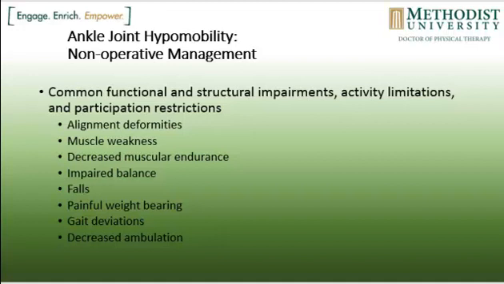Muscle weakness is common, especially in muscles related to postural control. You will have decreased muscular endurance, impaired balance, increased incidence of falls, painful weight bearing, gait deviations, and decreased ambulation. Decreased ambulation can be because of some of the other impairments above. So if someone has impaired balance, they may not be walking as long or as far. Same thing if they are having frequent falls, they may be fearful of ambulating.